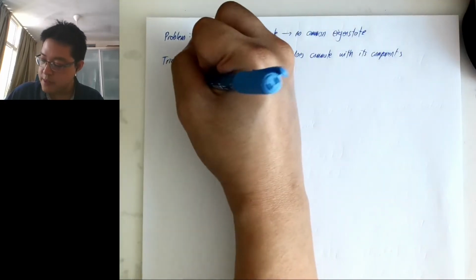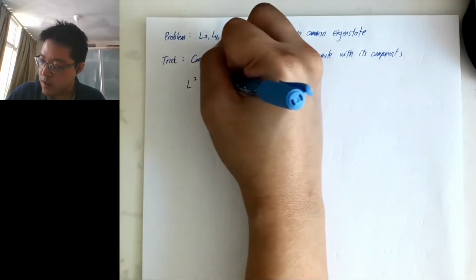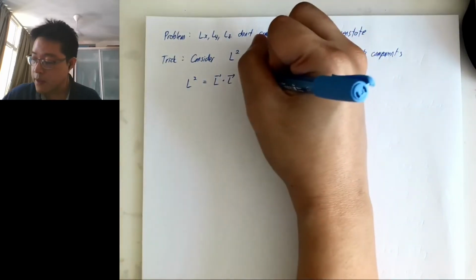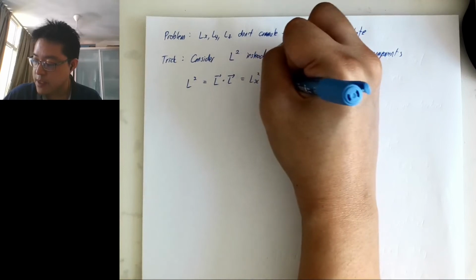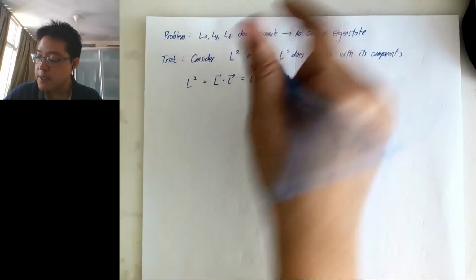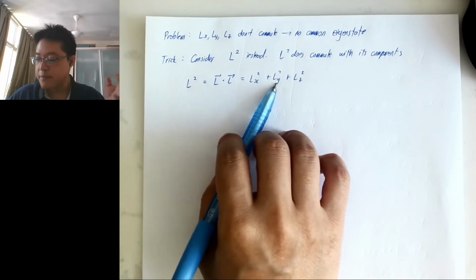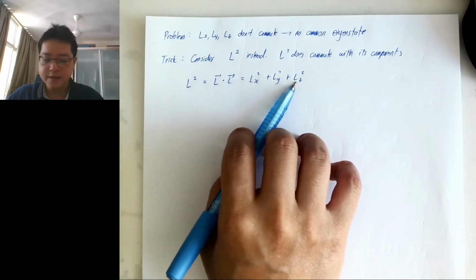Let me explain what L square is. L square is by definition L dot L, right? And L dot L is just Lx square plus Ly square plus Lz square. Remember, these are operators, so it just means that you operate x two times, plus operating y two times, plus operating z two times.